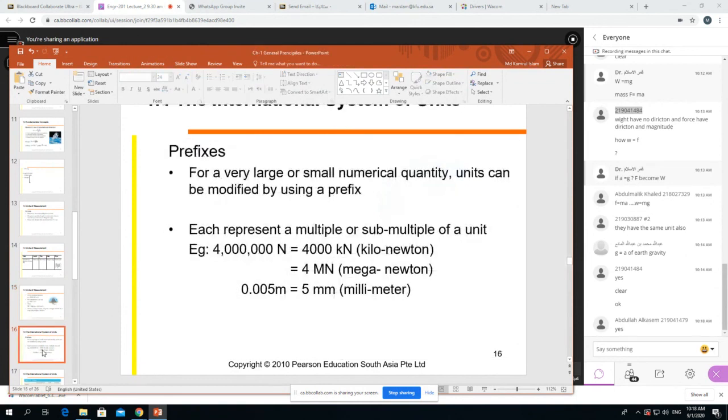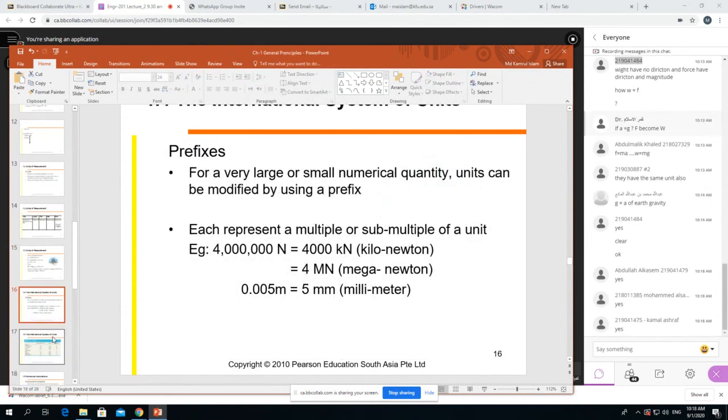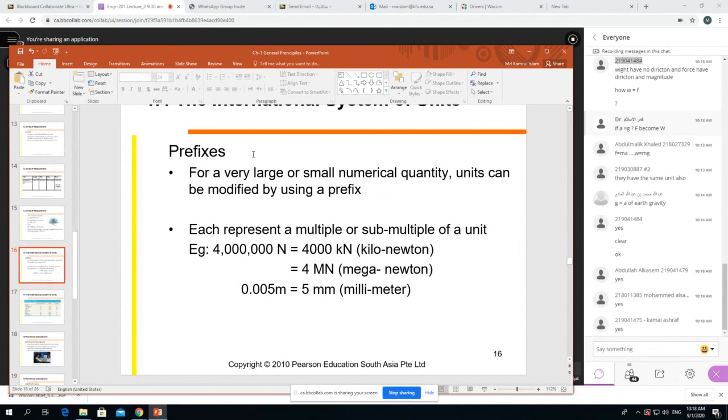All right. Now, some prefixes. For a very large or small quantity, the Newton unit can be modified using a prefix. Each represents a multiple or sub-multiple of a unit. For example, this is a very long number and it is very difficult to write, so for three zeros we can write kilo, k. So 4,000 Newtons is 4 kilonewtons. If it is six zeros, then we say mega, so 4 mega Newtons. If it is a decimal number like 0.001, then we can write milli.